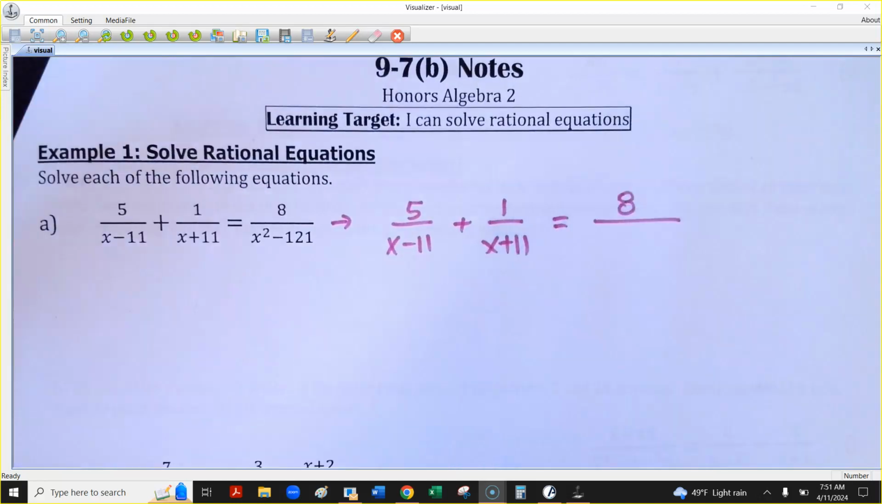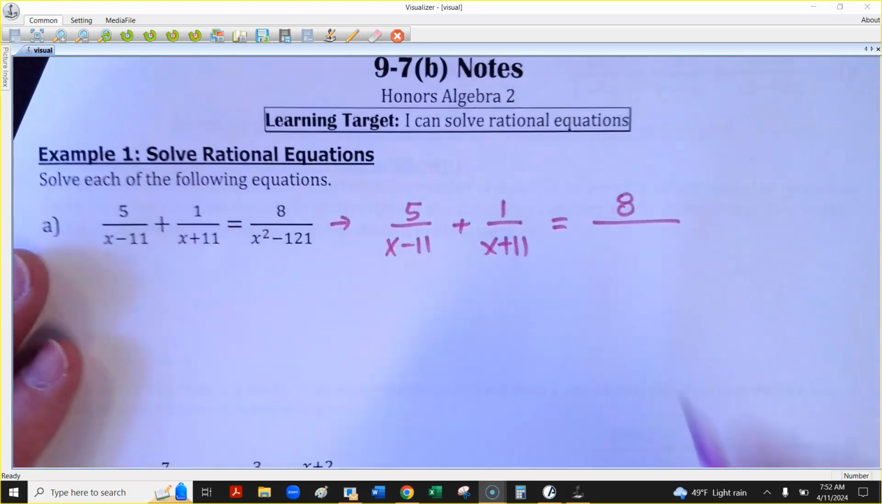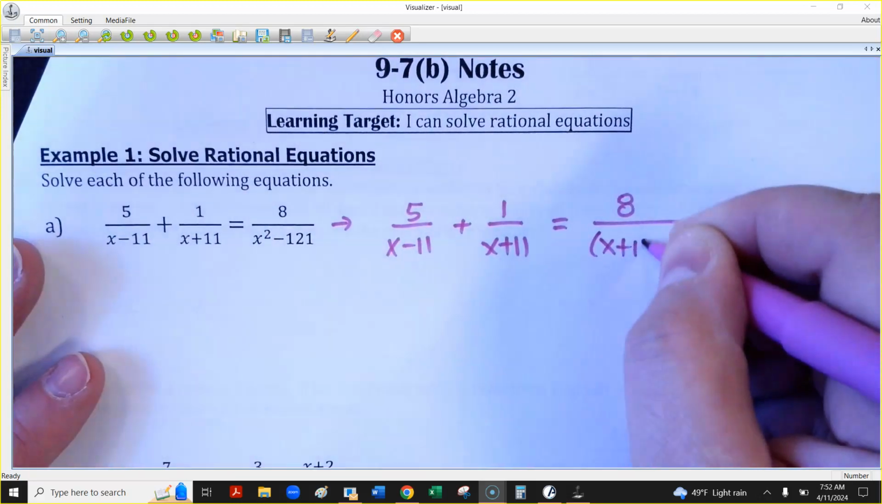But could you factor the denominator of the fraction that these two added together, like the 8 over x squared minus 121? Can anybody just raise your hand and tell me how you would factor the bottom of that? You got x squared minus 121. Yeah. x plus 11 and x minus 11. Yes, x plus 11, x minus 11.